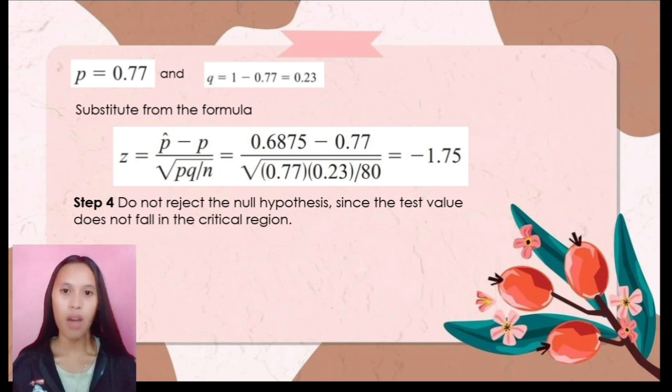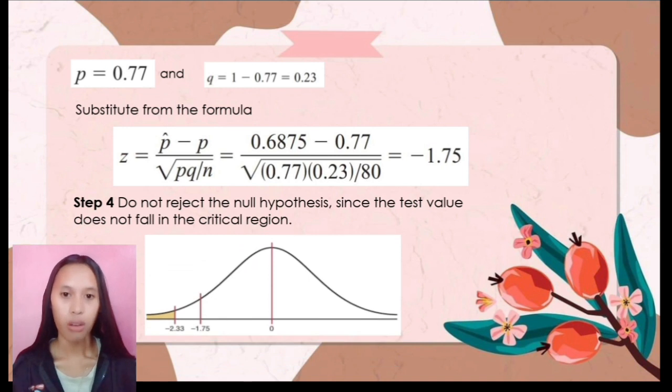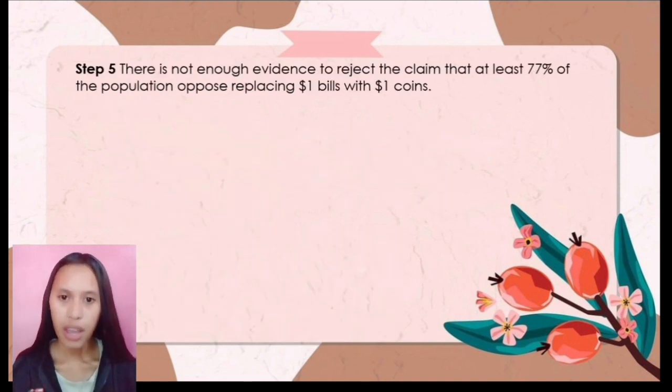In step 4, do not reject the null hypothesis, since the test value does not fall in the critical region, as we have shown in the graph above. In step 5, there is not enough evidence to reject the claim that at least 77% of the population oppose replacing $1 bills with $1 coins.